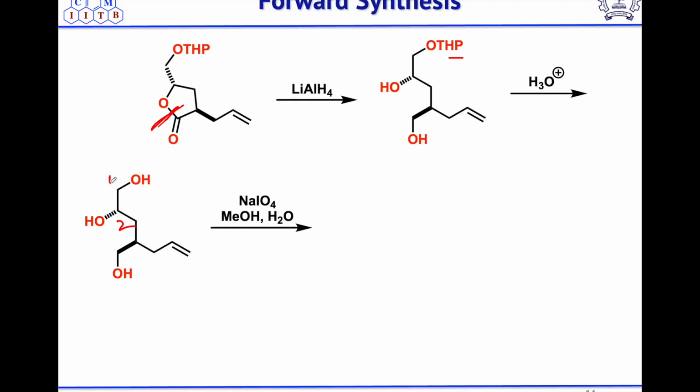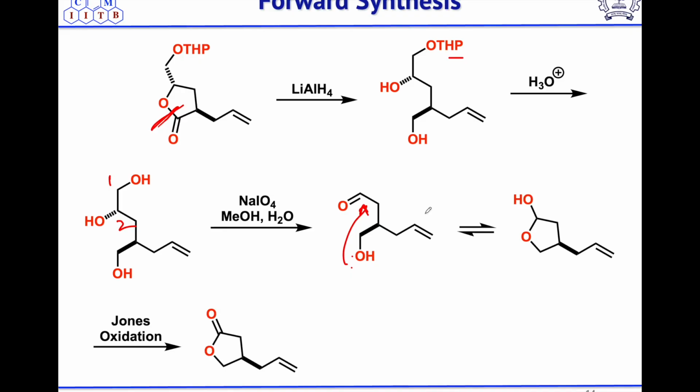So the 1,2-diol you can easily cleave by treating with NaIO4 in methanol-water. You will get an aldehyde. So this aldehyde in situ, what will happen? It will form a hemiacetal.